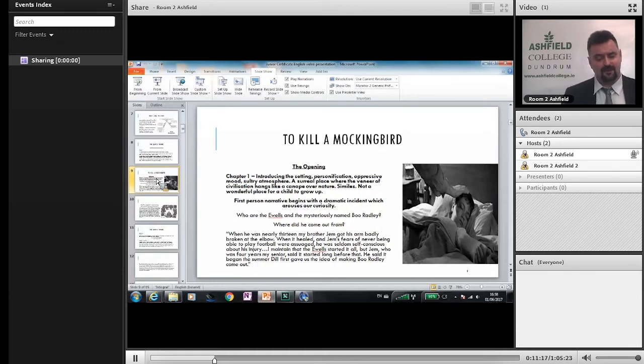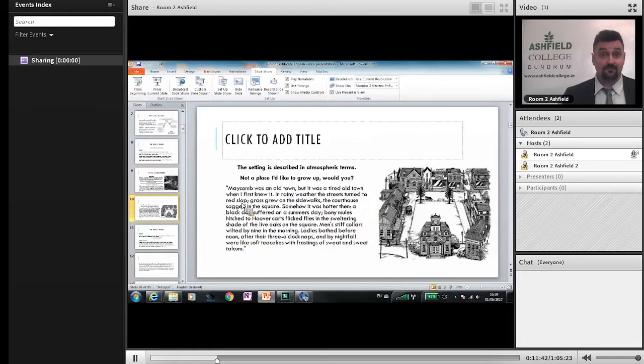When he was nearly 13, my brother Jem got his arm badly broken at the elbow. When it healed and Jem's fears of never being able to play football were assuaged, he was seldom self-conscious about his injury. I maintained that the Yules had started it all, but Jem, who was 4 years my senior, said it started long before that. He said it began the summer Dillard first gave us the idea of making Boo Radley come out.